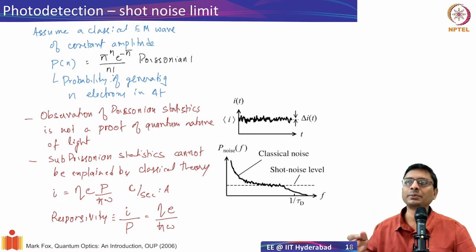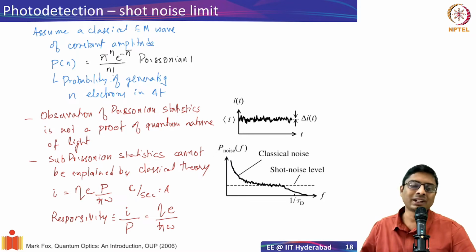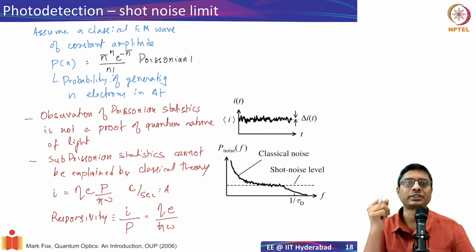Rather, responsivity will be some amperes per watt. Okay. So now, once you have this, what will happen if you have, let's say, some fluctuations in your incident photons, the number of photons, right? There is some fluctuation. How can we detect the fluctuations?